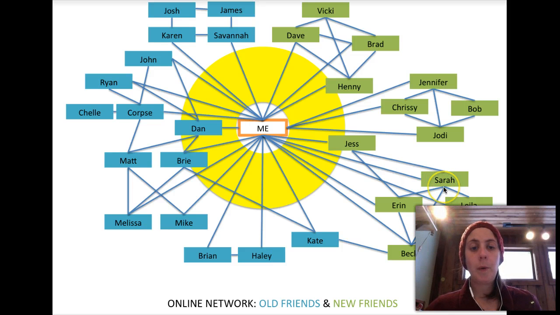So what we see here is that between the two groups, Kate is the only person that makes a connection between the old friends and the new friends. Kate and Becky and I went to school together, so there is a connection between the two of us, though I was never very good friends with Becky back when I was in high school.